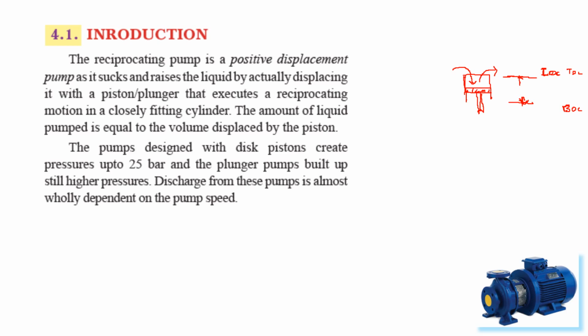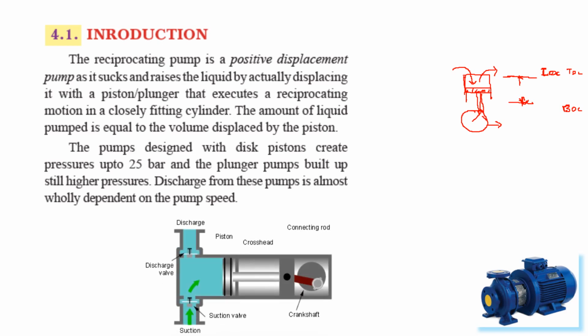The pumps designed with a disc piston create a pressure up to 25 bar, and plunger pumps are built for still higher pressures. The discharge from these pumps almost wholly depends upon the pump speed. It is usually connected with a connecting rod and through a crank. The discharge mainly depends upon the pump speed.